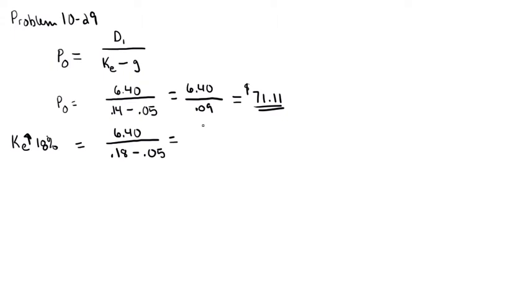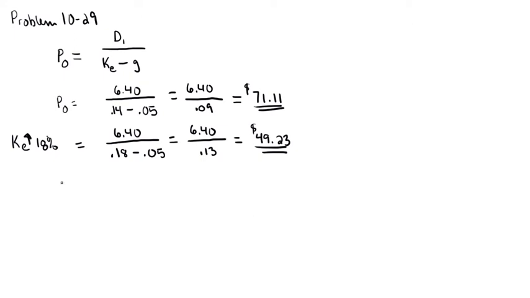You can see what's going to happen here, right? We're going to divide our dividend by a now larger number, 0.13, and the price of the stock, $49.23, drops quite a bit. So when the required rate of return on this company's stock goes up, we see a drop in the stock price. Okay, now let's see what happens under C.